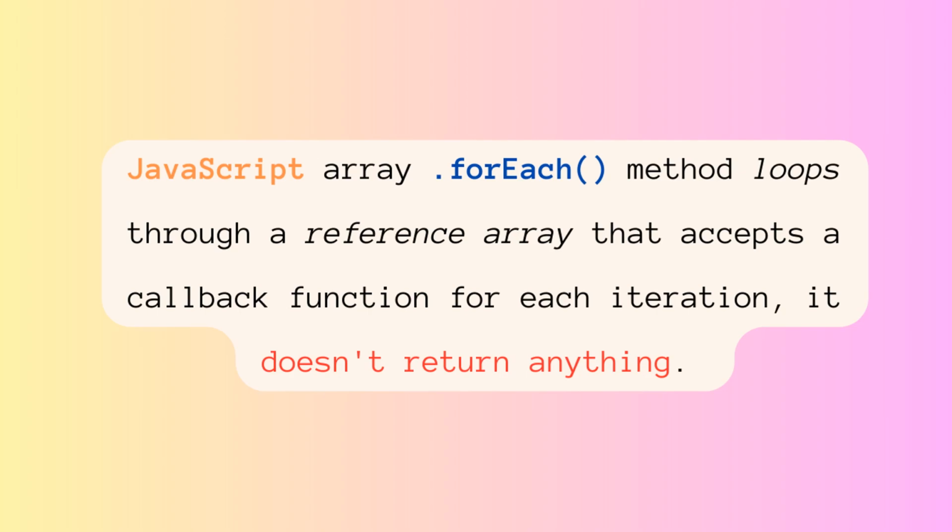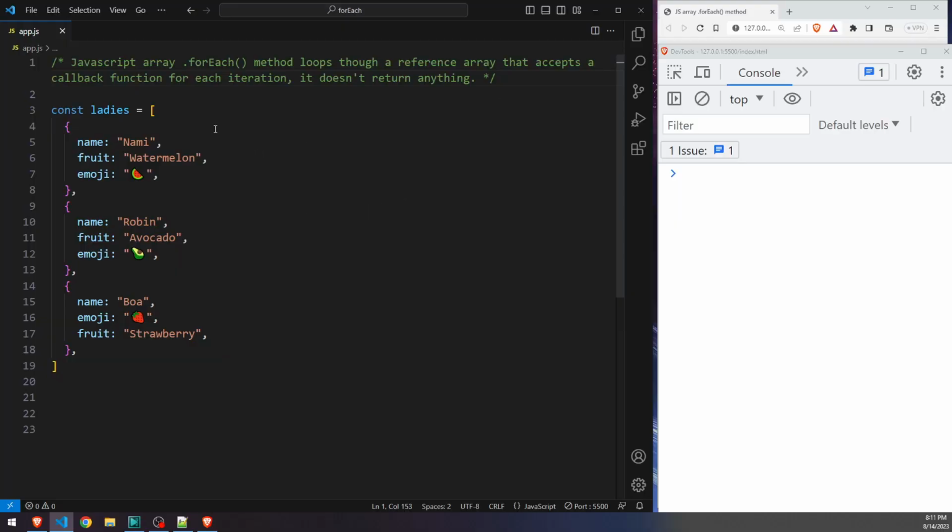The JavaScript array forEach method loops through a reference array and accepts a callback function for each iteration. It doesn't return anything, and in simple terms, it's just a loop that loops through your array. For example, I have here One Piece anime characters and I call them ladies because it's Nami with the favorite fruit of watermelon and an emoji of that fruit. That same template goes to Robin and Boa.